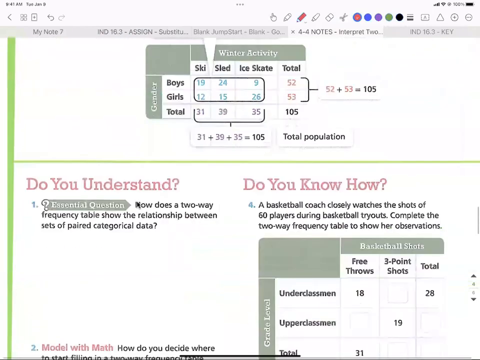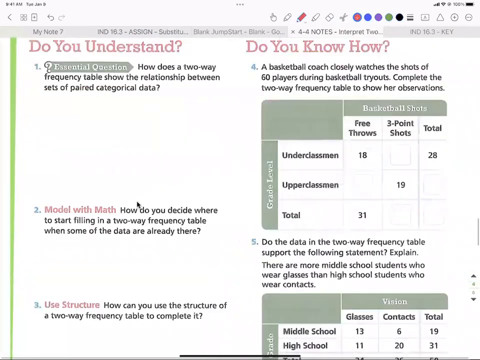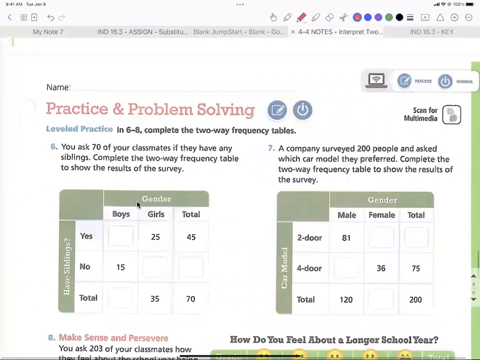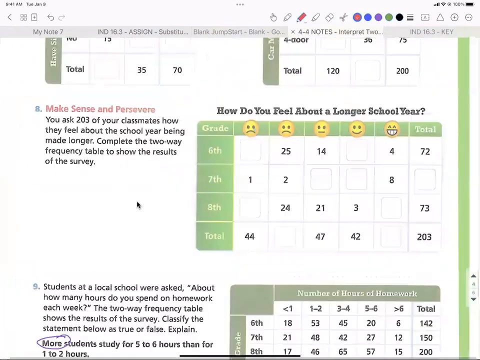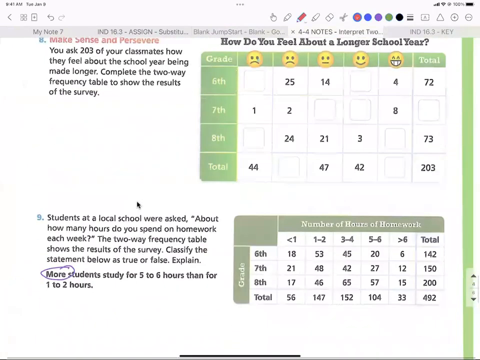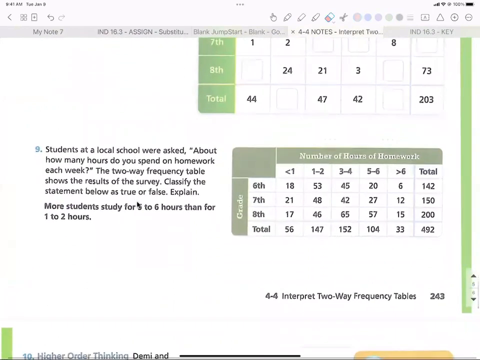So if you'll go down to number 9 in your homework. You're going to do 6 through 10 for your homework, but I want to talk to you about number 9. Number 9 says students at a local school were asked about how many hours they spend doing homework. The two-way frequency table shows the results of the survey. Classify the statement below as true or false.